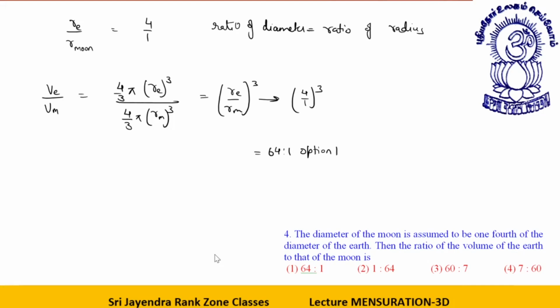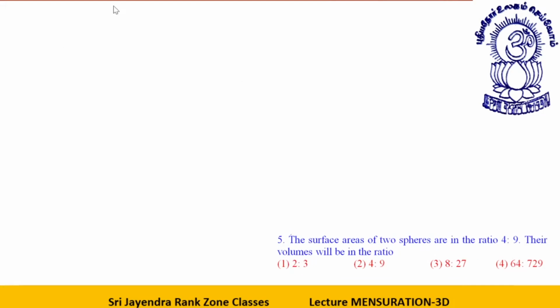Let's move to the next one. If surface areas are in the ratio 4 by 9, then their volumes will be, see students, the direct shortcut is 4 by 9, which is like 2 by 3 square. Your answer will be 2 by 3 cube, which is 8 by 27. I'll tell you how.